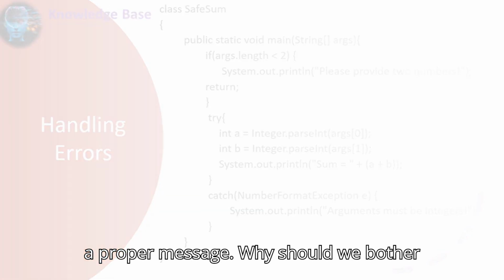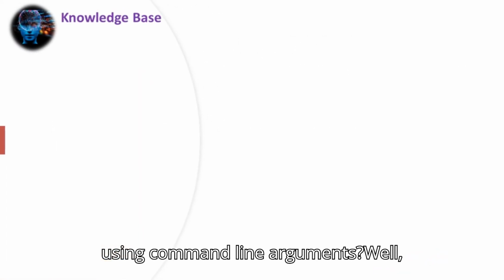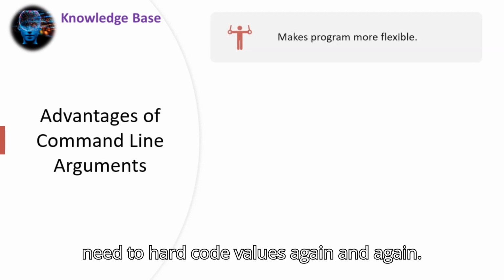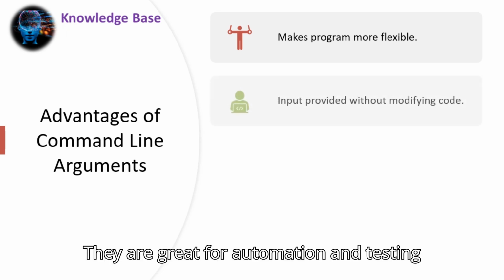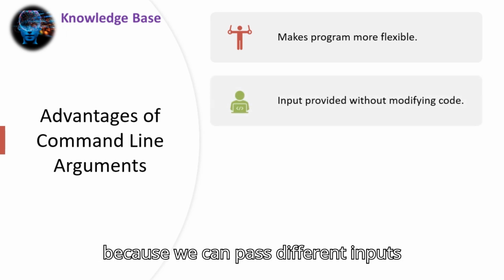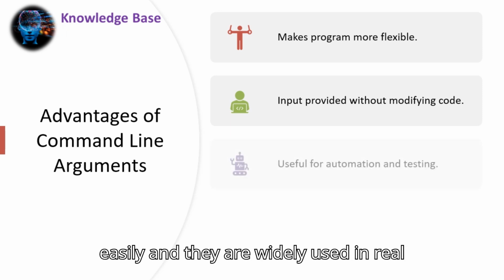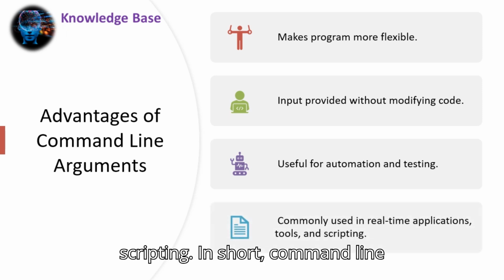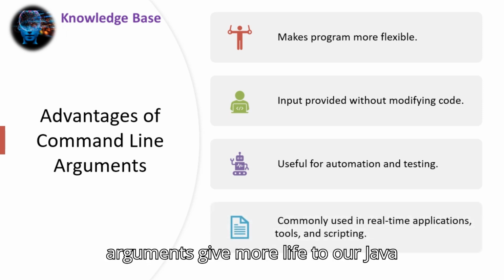Why should we bother using command line arguments? Well, they make our programs flexible. We don't need to hard-code values again and again. They're great for automation and testing because we can pass different inputs easily. And they are widely used in real-time applications, tools, and scripting. In short, command line arguments give more life to our Java programs.